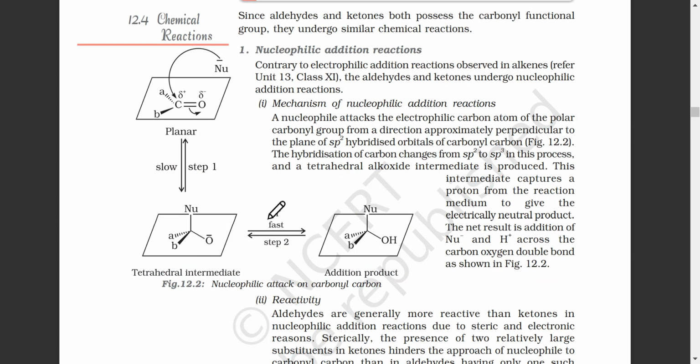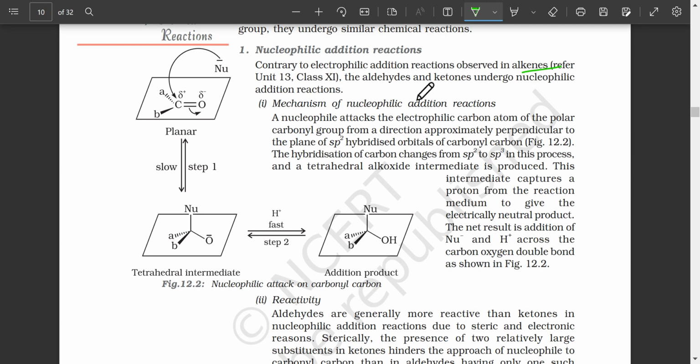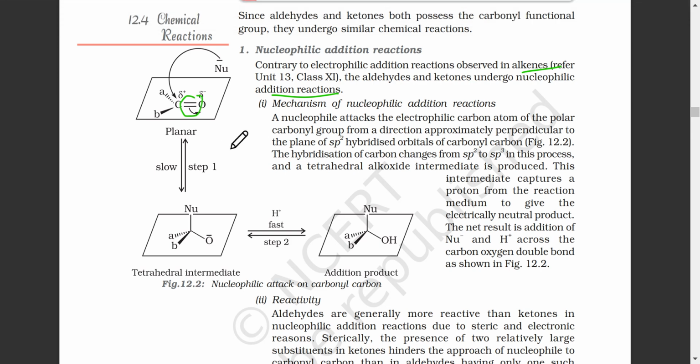Now about the chemical reactions: since they both contain a similar functional group, the carbonyl group, the reactions of aldehydes and ketones come under similar topics. The first one is nucleophilic addition reactions. Contrary to electrophilic addition observed in alkenes, aldehydes and ketones undergo nucleophilic addition reactions. Why? Because they have a double bond, so addition happens on the double bond at the expense of the pi bond. So we'll have the mechanism of nucleophilic addition.